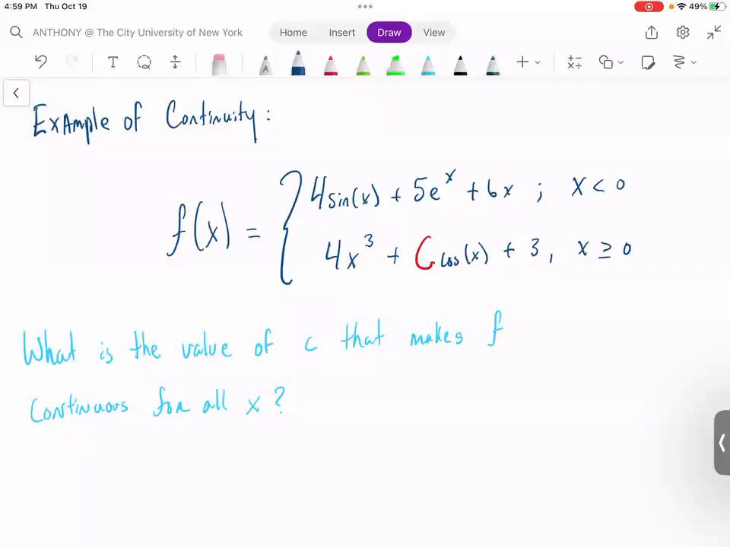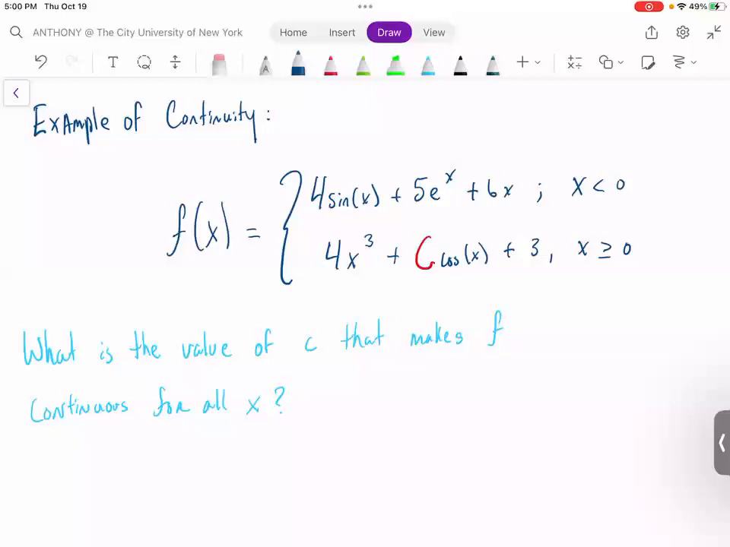All right, so the way that you solve this problem is that you want to figure out the value of c that essentially makes this function have no domain issues. All function values exist, and also your limit exists. Notice that the rule changes at x equals 0. The first equation is only valid for when x is less than 0. The second equation is true for whenever x is greater than or equal to 0.